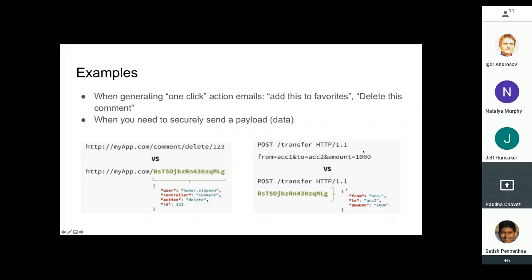Or to send information, if you don't use a JSON token, you will be, for example, sending a post. To transfer some information here, it's very clear you're sending the account, the amount, etc. Or you can use transfer HTTP1 and put here the JSON token, and then what you're sending is here. So it's much more secure because it's encoded.